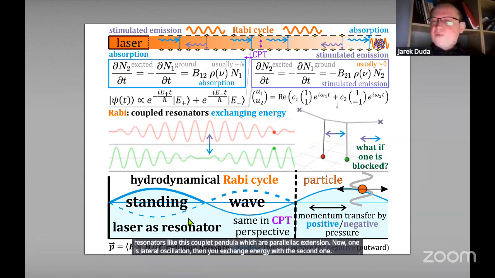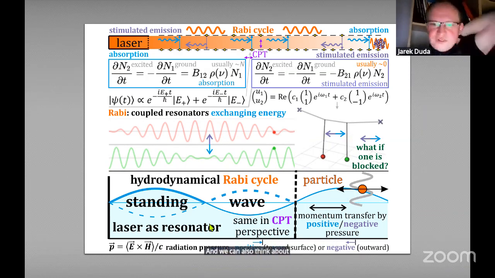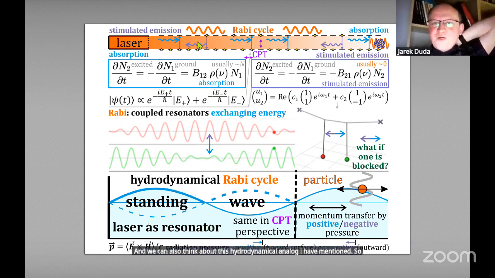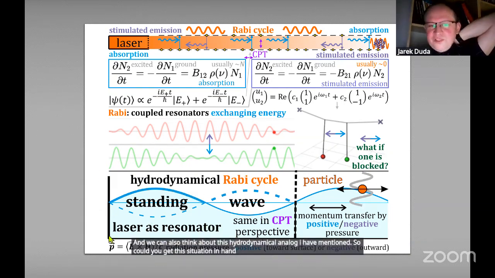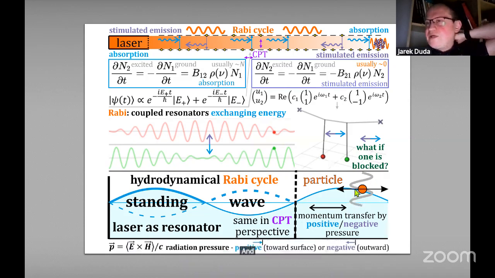And we can also think about this hydrodynamical analog I have mentioned. Could you get this situation in hydrodynamics? I think this is quite similar. We have a water tank with some semi-transparent wall. We have a standing wave in this water tank and some particle outside.